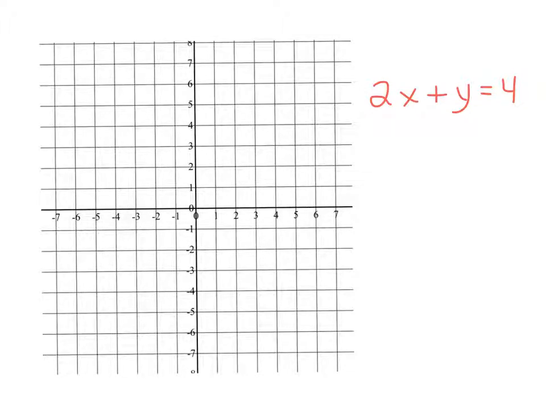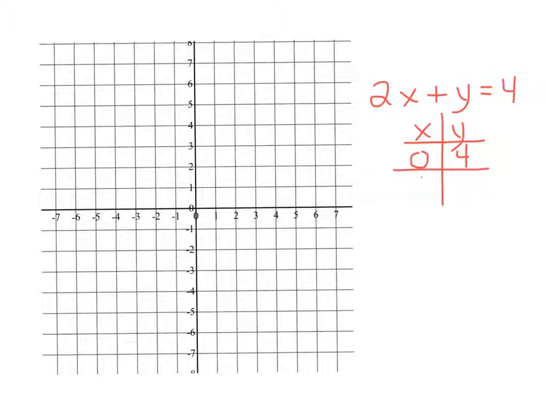Here's another example. 2x plus y is equal to 4. One way to go through and graph this is once again to go through and set up a t-chart. So I'm going to set up a t-chart with x and y, and I am going to let x equal different numbers. If I let x equal 0, then I would have 2 times 0, which is equal to 0, plus y is equal to 4, which means y would have to be 4.